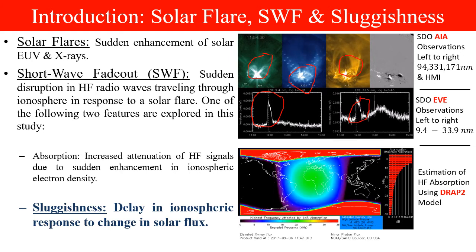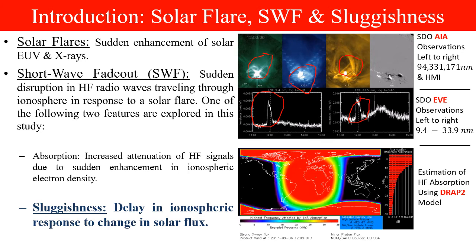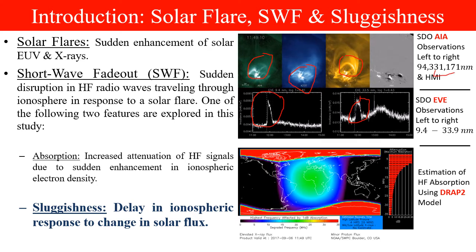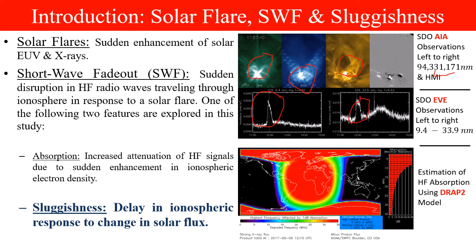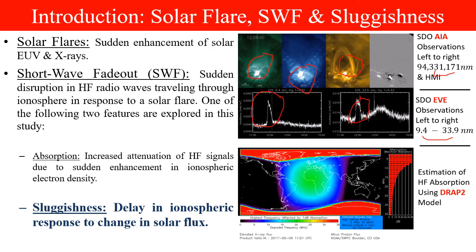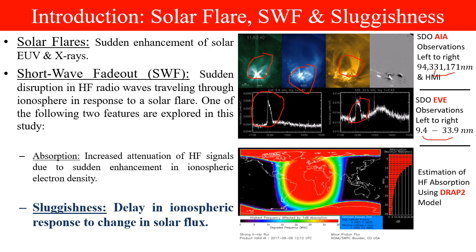So all these figures are taken from SDO AIA and EVE imagery, and the wavelengths here have been labeled 94 to 171 nanometer, and then 9.4 up to 33.9 nanometer. So in response to solar flare, we have a sudden disruption of HF radio waves traveling through the ionosphere, which is commonly known as a shortwave fade out.